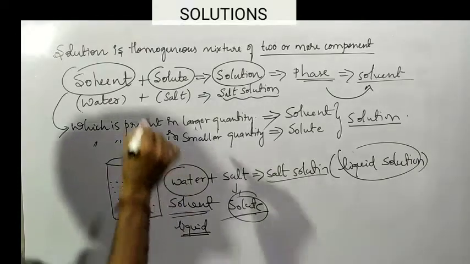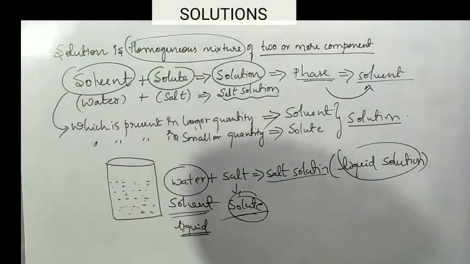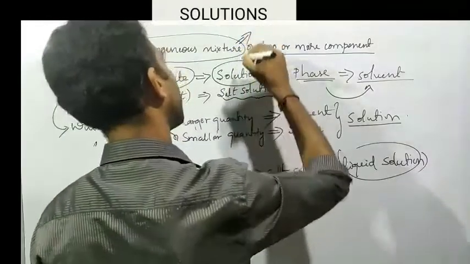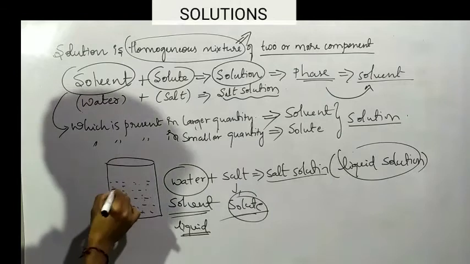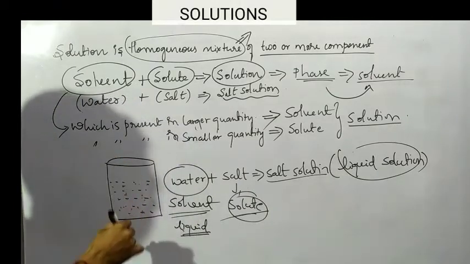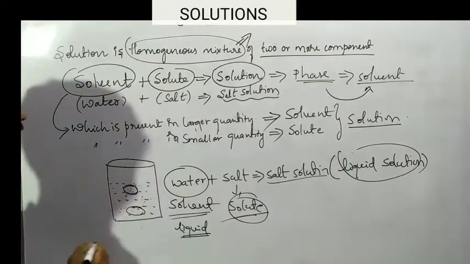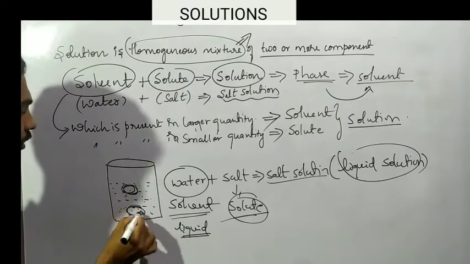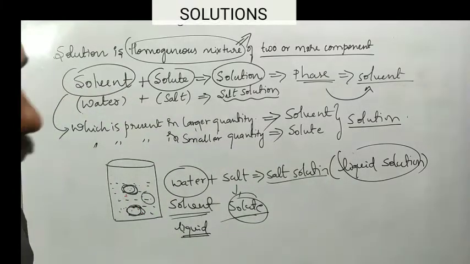So now a solution is a homogeneous mixture. What is that homogeneous mixture? Homogeneous mixture is nothing but, throughout the solution, make a sugar solution or salt, right? Put a teaspoon in, so I am marking this area, then this area and this area. If you see in that particular area, what happens to the composition?